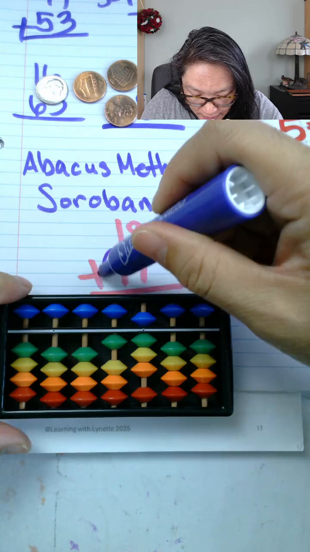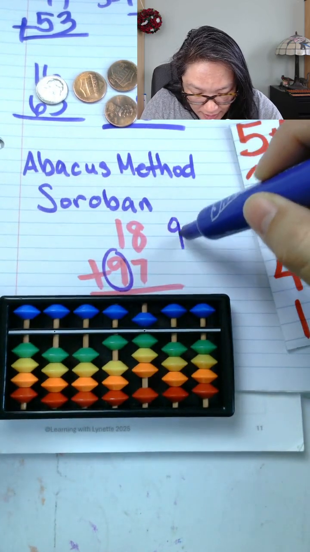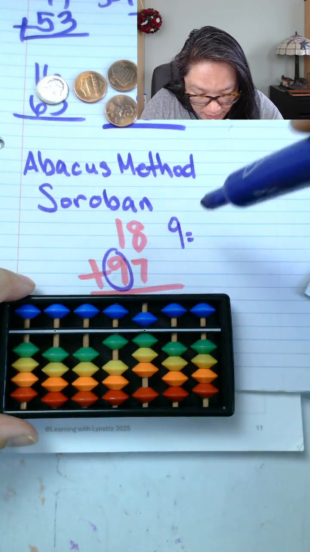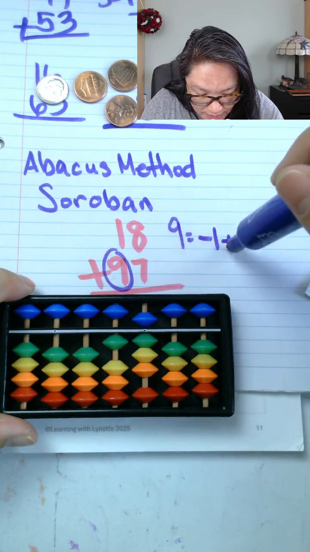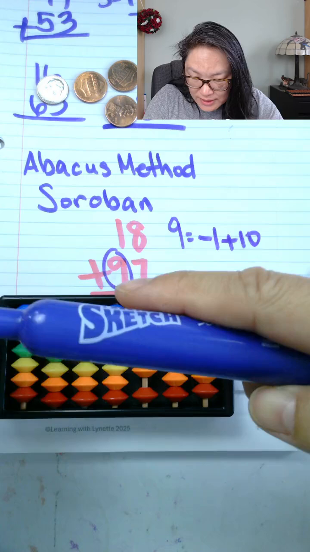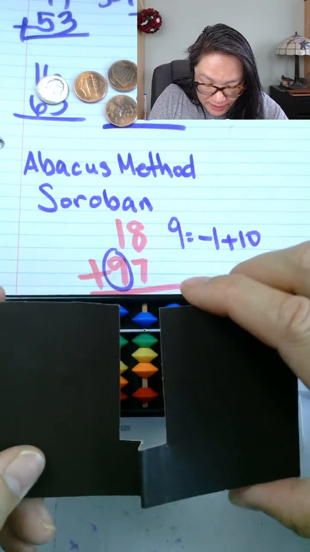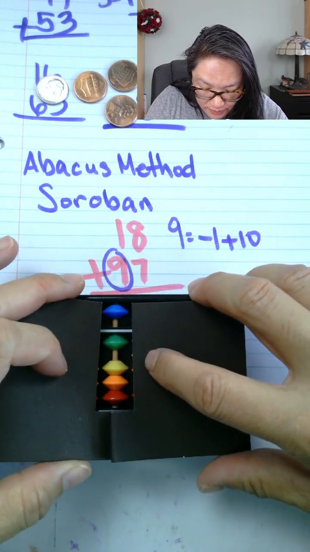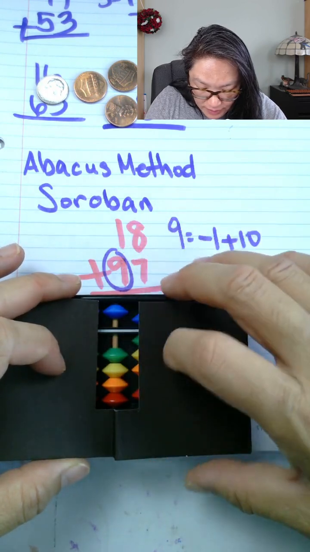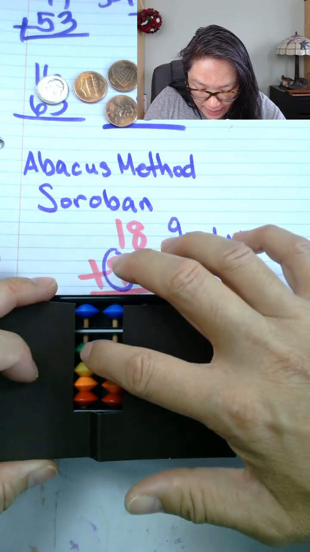So our formula is what? 9 is equal to minus the 1 plus the 10. So what does that look like on the abacus? On the abacus, we're going to minus the 1, because we're doing the 9 here, minus the 1, and then plus the 10, add the 10.